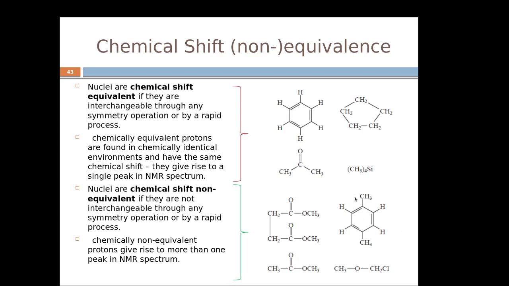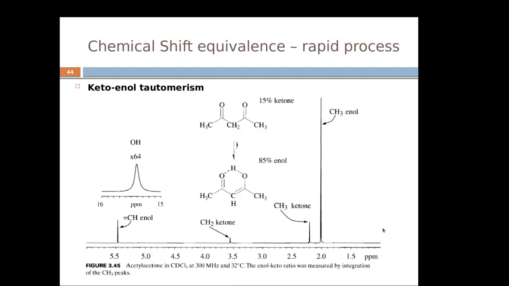So corresponding to these two sets of methyl protons, you will get a peak in the NMR spectrum, and corresponding to these 4 protons, you will get another peak in the NMR spectrum at a different delta value or different frequency. Okay, but what happens to the spectrum of protons when the protons can be rapidly interchanged through some rapid process such as keto-enol tautomerism? Okay, so we have seen this example before.